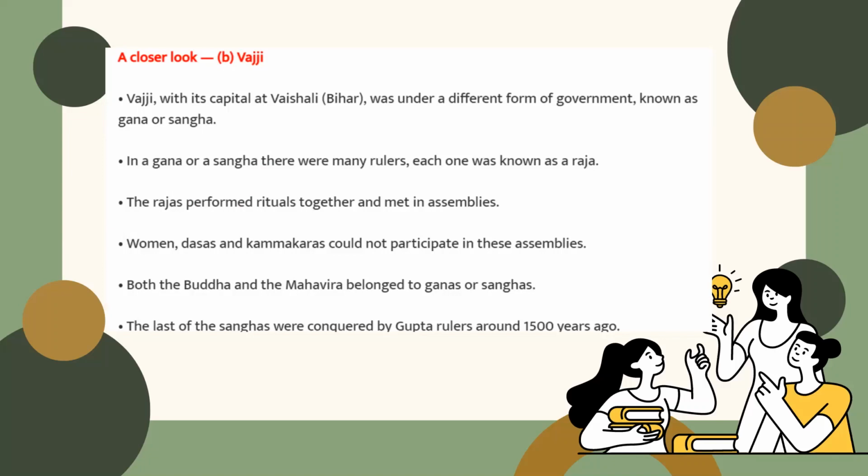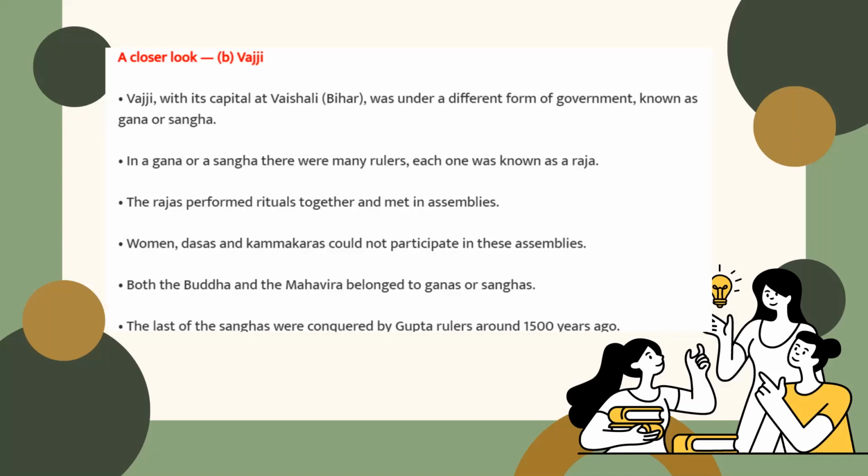Both Buddha and Mahavira belonged to a Gana or Sangha. I hope you can recall from the previous chapters. Mahavira belonged to the Lichchhavi Gana. And lastly, the last of the Sanghas were conquered by Gupta rulers around 1500 years ago.